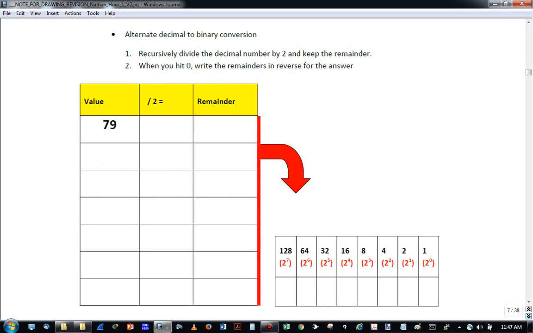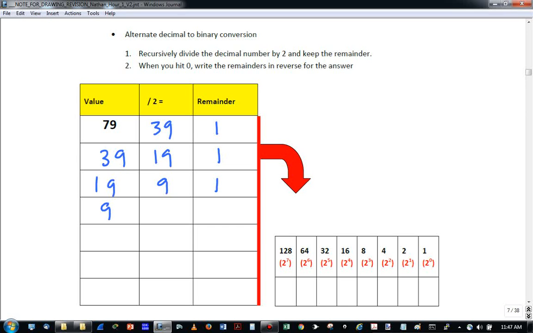There's an alternate decimal to binary conversion in case this one is more appropriate for the way you think. So for 79, what we do is divide it by 2. 79 divided by 2 is 39, remainder of 1. 39 divided by 2 is 19, remainder 1. 19 divided by 2 is 9, remainder 1.